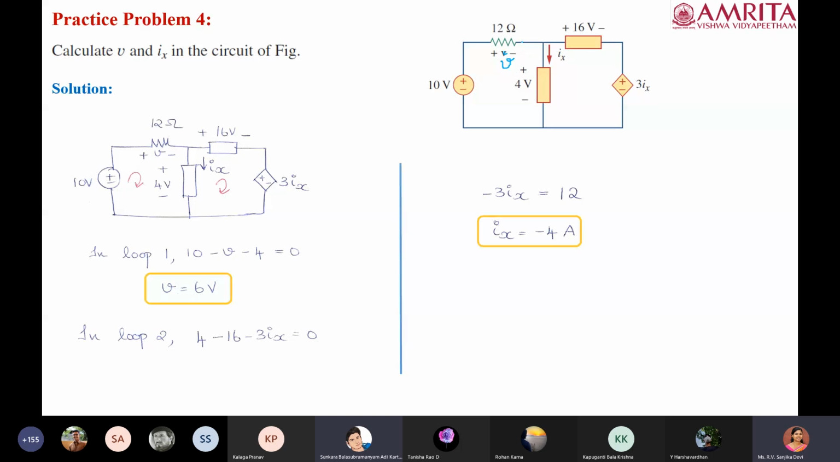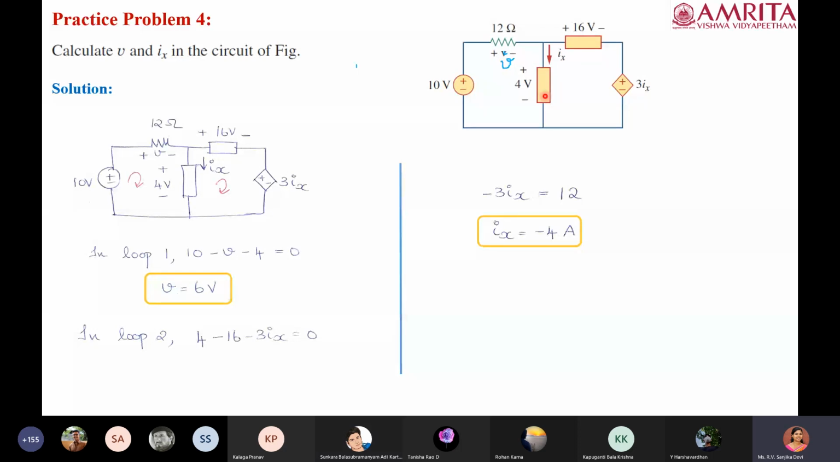Ma'am, also in the loop 2, they have given a current direction, but we neglected the direction we took in our own. We need not consider this right now, because anyway we know the voltage across this particular element, and for KVL we require only the voltage, right?